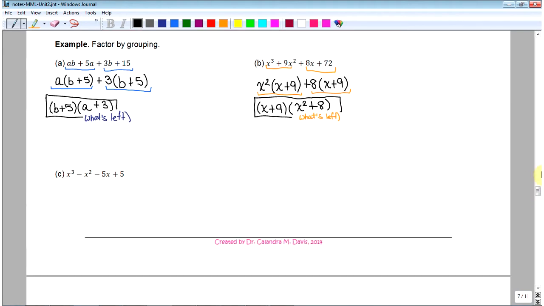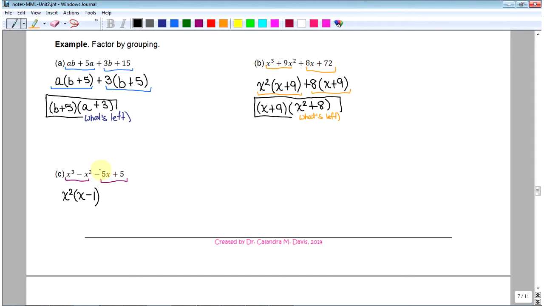Okay, going on to our last example. Okay, still same process. We group our first 2 terms and our last 2 terms. In our first 2 terms, we can factor out an x squared. So from x cubed, we're left with an x, and then we have a minus 1 left, because if you factor out all of x squared, x squared divided by x squared leaves you with 1, so minus 1.